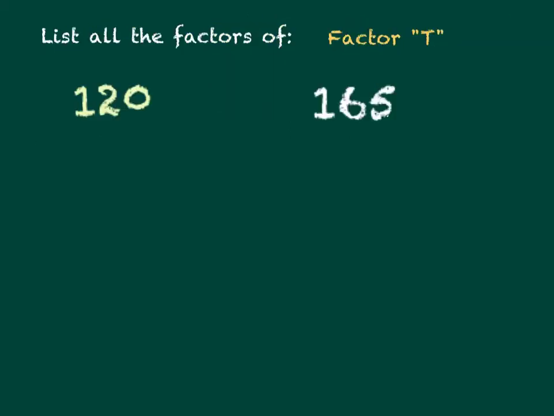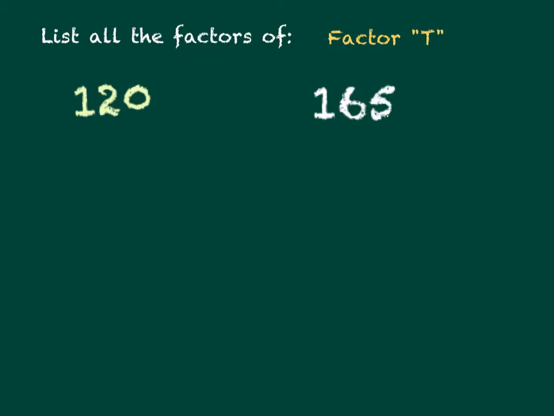Let's practice listing all the factors with a couple more numbers. Again, we're going to use the factor T to help us organize our information. If you felt pretty good about watching the last example, I encourage you to pause the video here and give the factor T a try on your own paper before you watch me go through it.